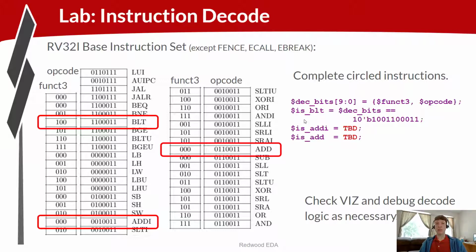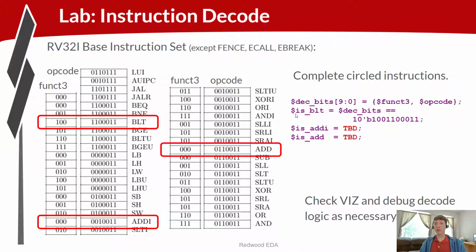Decoding the instruction to determine that is based on this table from the RISC-V instruction set reference manual. What this table is showing is that identifying the instruction, at least for these three as it pertains to us, is based on the opcode field and the funct3 field, which we've already extracted. And we're providing this decode bits signal that concatenates those two together.